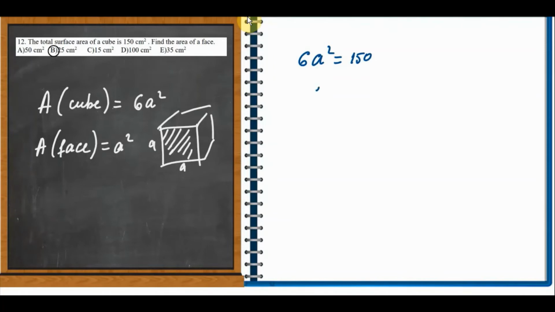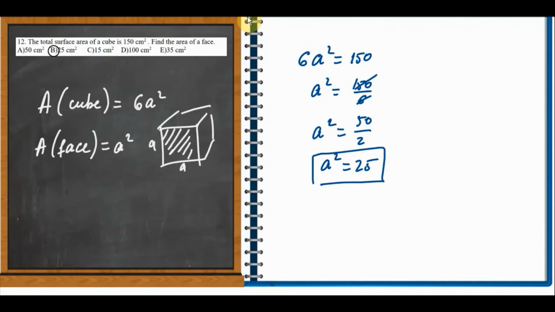Here a squared will be 150 divided by 6. We can cancel it by 3. a squared will be 50 over 2. a squared equals 25, and a is going to be, that's all, a is 5. No need to find a because we need the area of face. The correct answer is 25.